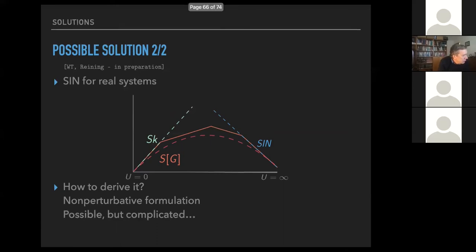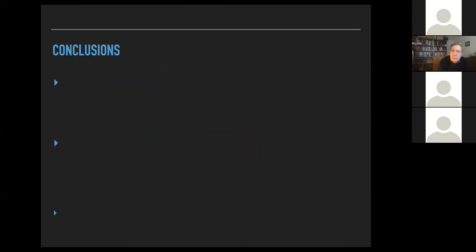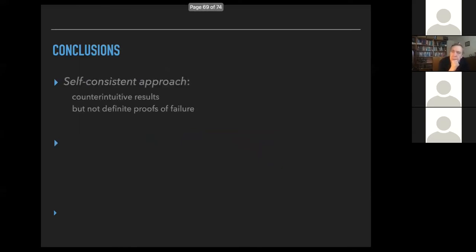And it is possible to transfer this approach from the Hubbard atom to real systems. And we're working on it, but it's very complicated, as Lucia can testify. So to conclude, for the self-consistent approach, we have seen some counterintuitive results, which for me are not definite proofs of its failure.